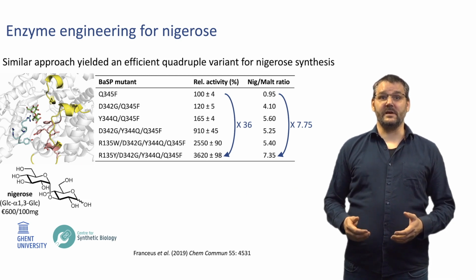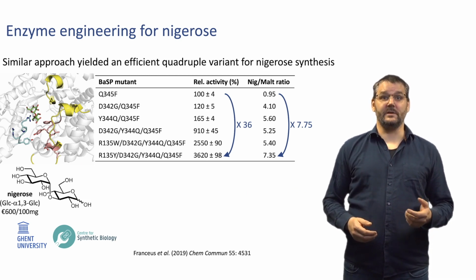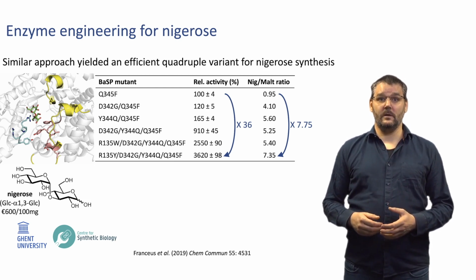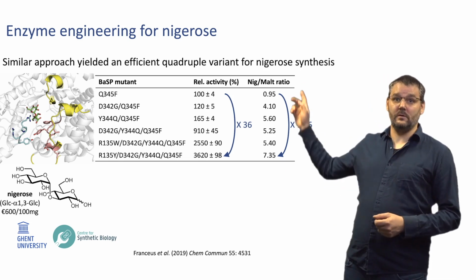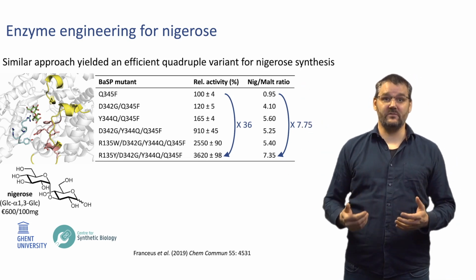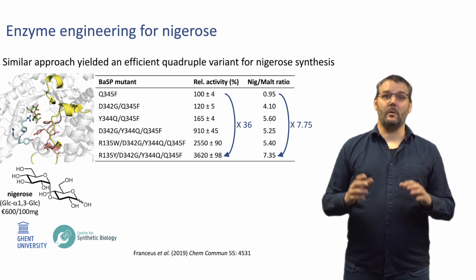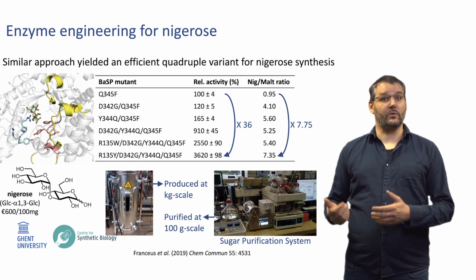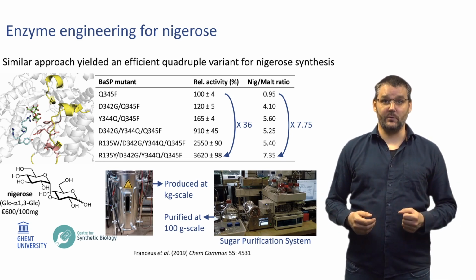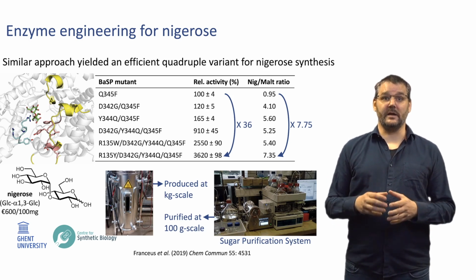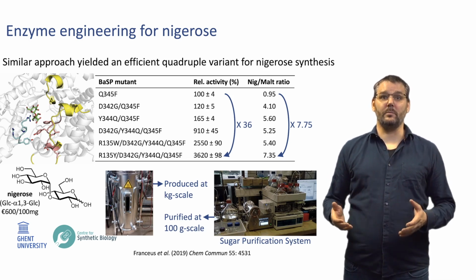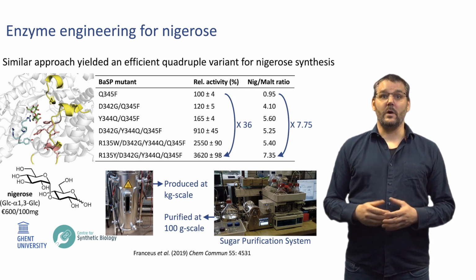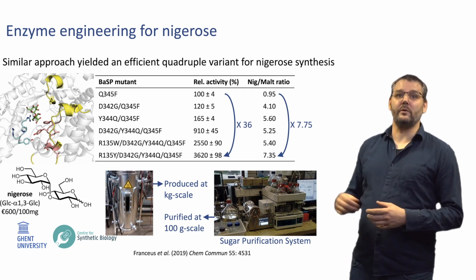The enzyme engineering exercise was later repeated to produce nigerose, another expensive and rare sugar found in sake and honey. Starting from an already known mutant, we were able to improve activity by 36-fold and the nigerose to maltose ratio by almost 8-fold. We again performed a large-scale production, but were less fortunate since the nigerose did not spontaneously crystallize, showing that the nature of the glycosidic bond impacts the physicochemical properties of the glucobioses. Nonetheless, we were able to purify 100 grams of nigerose using our sugar purification system.